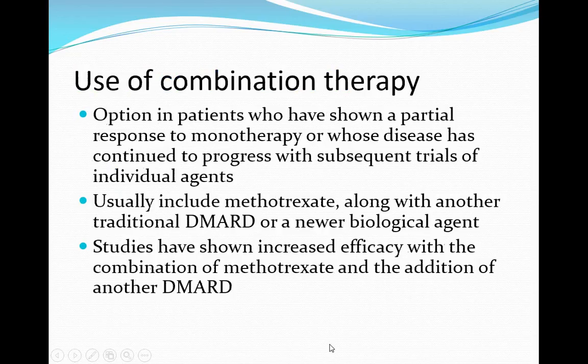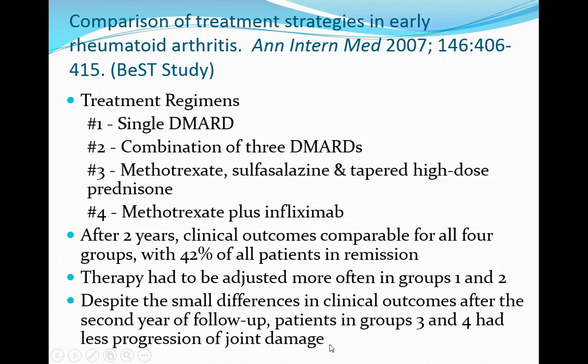Combination therapy works really well, but we don't use it up front unless we have really, really bad disease. But we basically will add new drugs to methotrexate, and they have shown added efficaciousness. If you wanted to pull a trial that was one of the first ones that did combination therapy, you can see methotrexate, sulfasalazine, and tapered high-dose prednisone, or methotrexate plus infliximab, or a combination of 3 DMARDs.